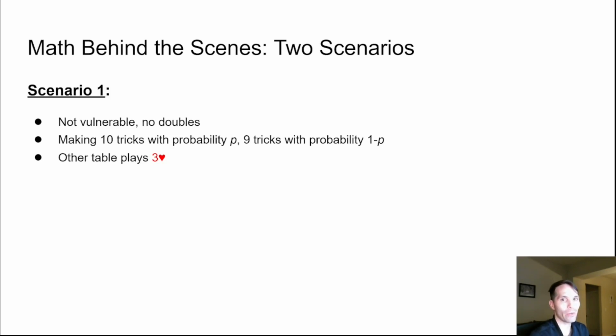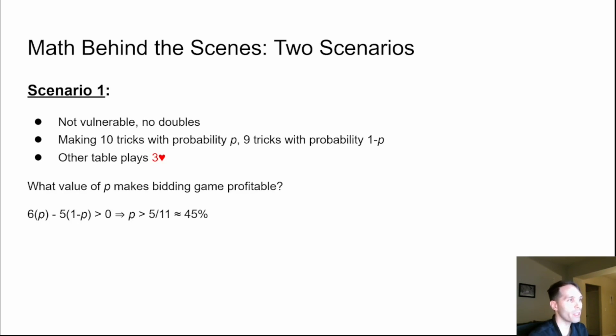And in this case, we're going to assume we're playing a normal team match. So the other table is playing in 3 hearts. The question we want to ask is what value of P makes bidding game profitable? And this is the calculation that we get. The coefficients I put out in front, so 6 times P: we're going to win 6 IMPs if we bid game and we make it. We're going to lose 5 IMPs if we bid game and it goes down. This gives us a probability that we need to break even of 5 out of 11, which means anytime our probability is more than 45% of taking 10 tricks, we should be bidding game.